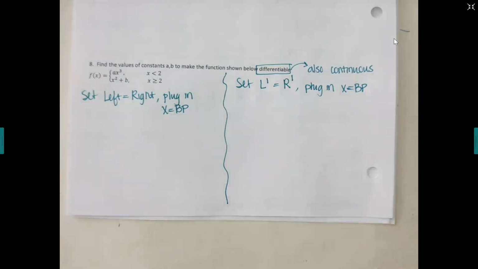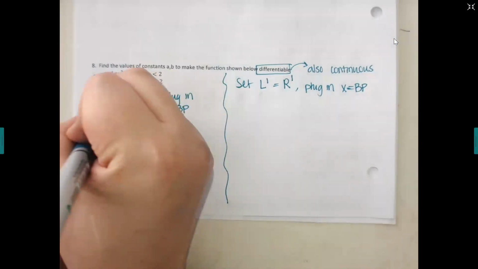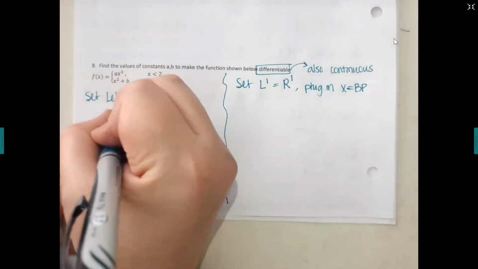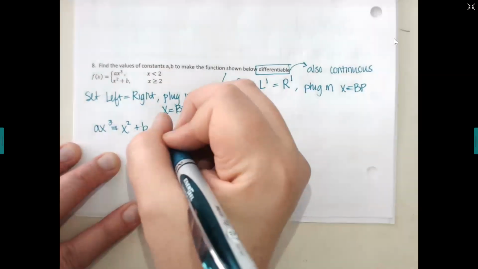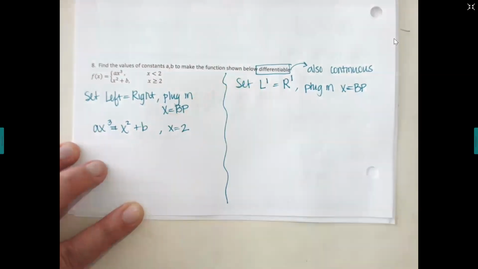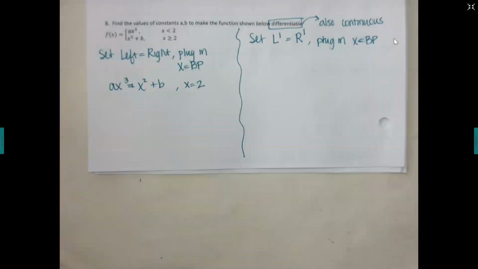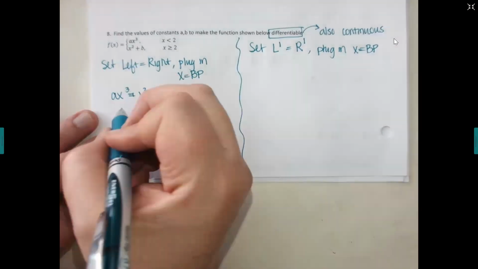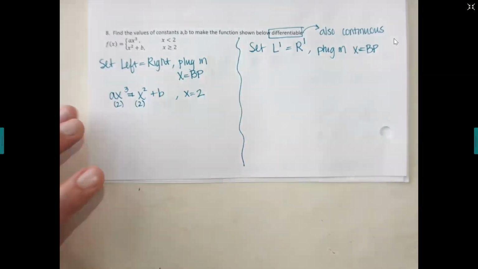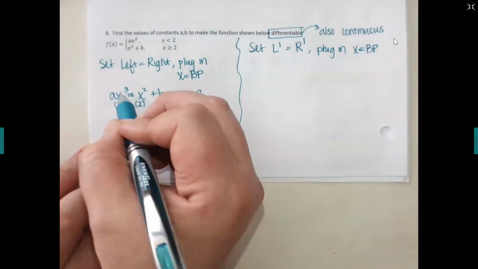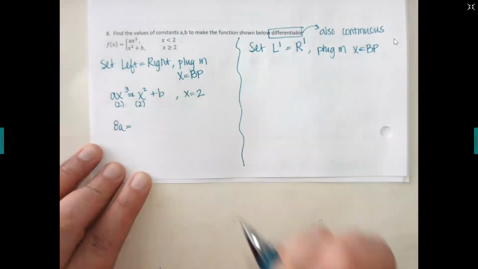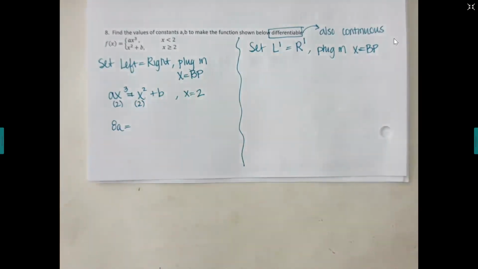Okay, so are we ready? Let's do it. AX cubed, set it equal to, on your paper, please, AX cubed equal to X squared plus B. And then we're going to plug in that X equals 2. So now we're going to have a 2 cubed and a 2 squared. 2 cubed is how many? So this is 8a equal to 2 squared, which is 4, plus b.